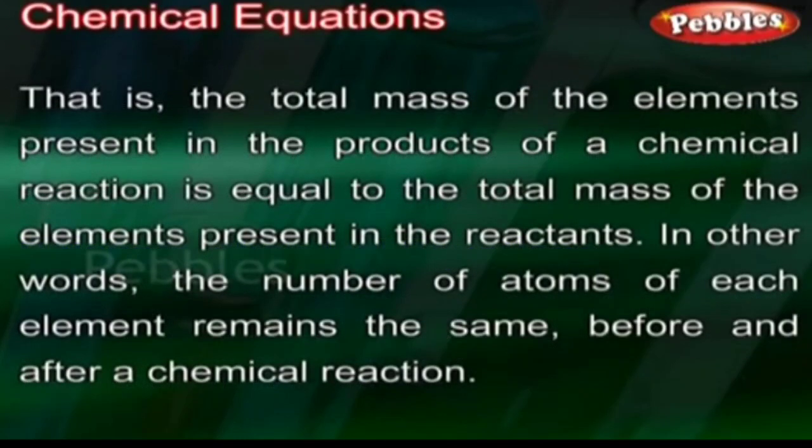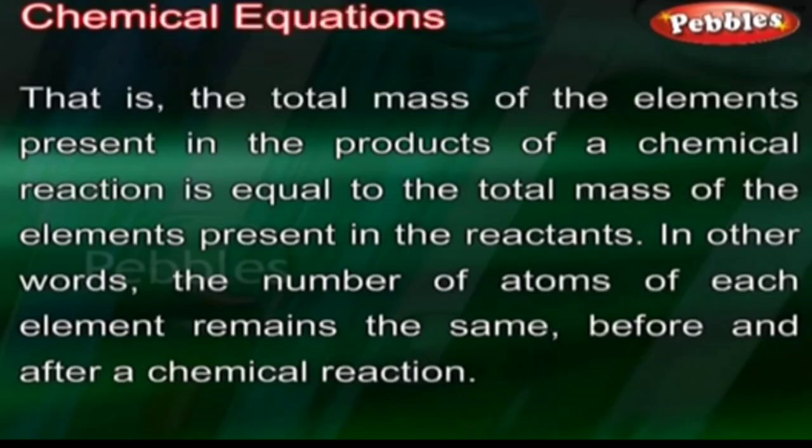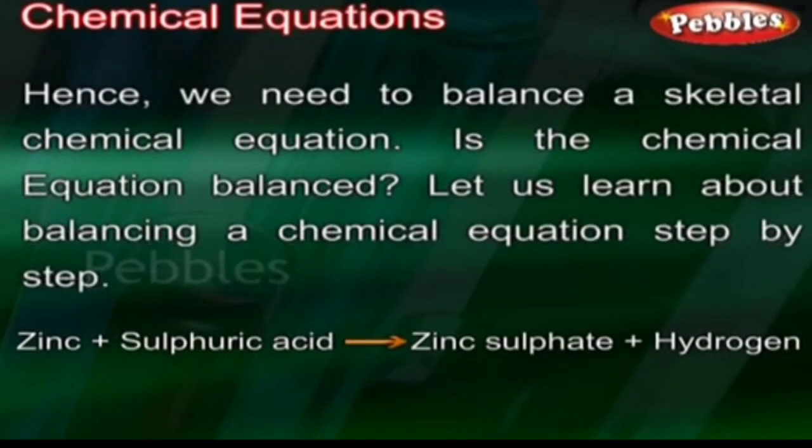That is, the total mass of the elements present in the products of a chemical reaction has to be equal to the total mass of the elements present in the reactants. In other words, the number of atoms of each element remains the same before and after a chemical reaction. Hence, we need to balance a skeletal chemical equation.